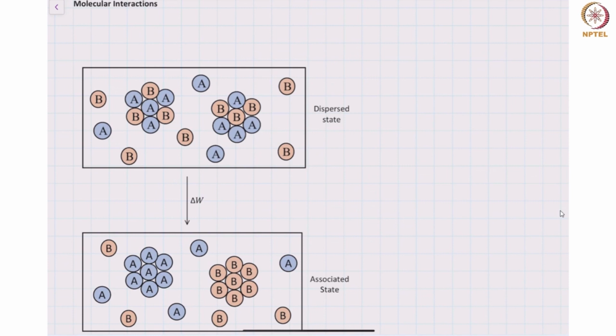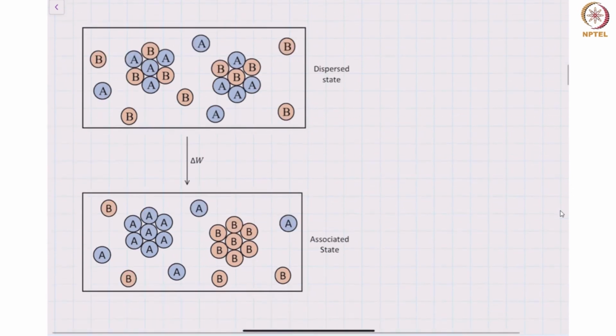Now we can go from this dispersed state, where the molecules are completely mixed together, to what Israel calls an associated state, where now there's a cluster of A molecules and a cluster of B molecules. Now, to go from the dispersed state to an associated state, there has to be a change in the energy.